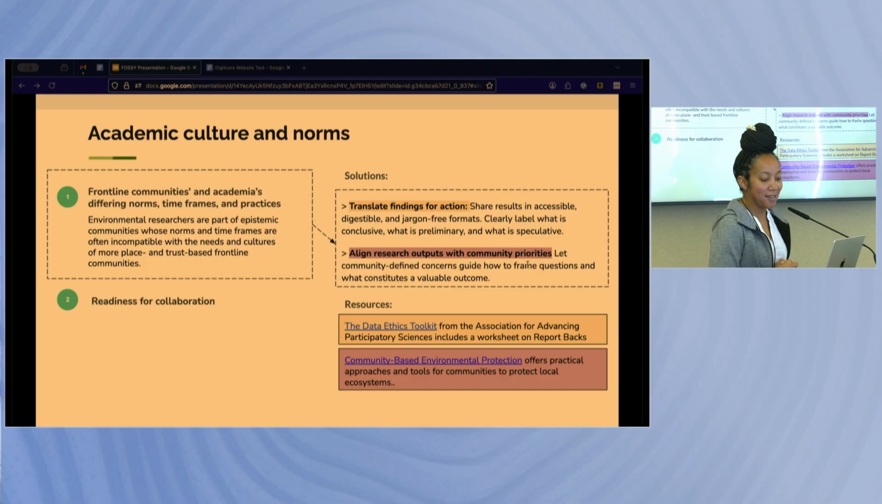That was me. The next theme is academic culture and norms. And that's one of my favorite ones, and the one I usually use when explaining this project to others.